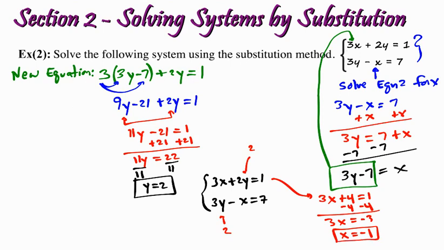Well, now we want to check that we get that same answer in the second equation. So we start with 3 times y, but y is 2, so 3 times 2 is 6, minus x equals 7. Subtract 6 from both sides, and we have negative x equals 1. And now we want to know what positive x is, so we divide both sides by negative 1, and we get x equals negative 1. We see that our answers for x match, so we can write our final solution to the system as an ordered pair, (negative 1, 2).